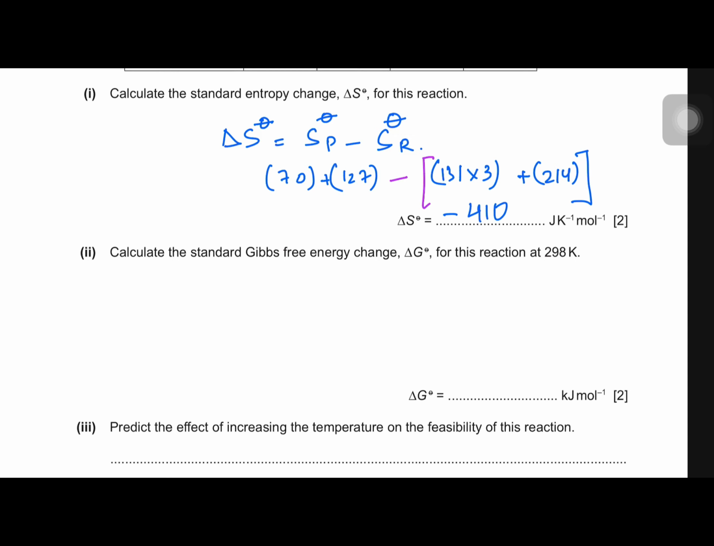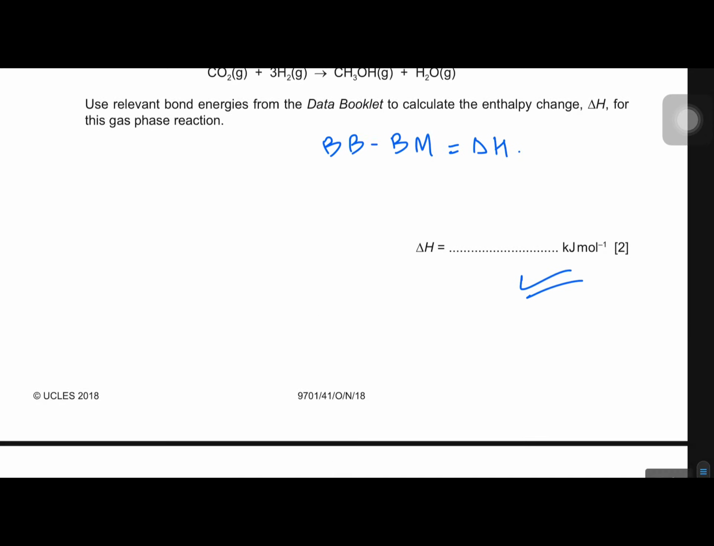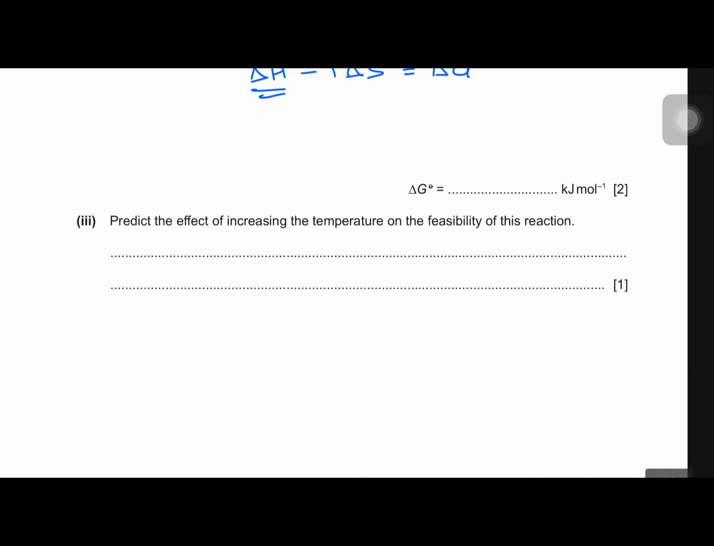Calculate the standard Gibbs free energy. So the value is going to be delta H minus T delta S is equal to Gibbs free energy. I haven't solved this value, but you can solve it. You can find it from here by using the bond breaking and bond making formula. Predict the effect of increasing the temperature. Temperature always affects the T delta S term.